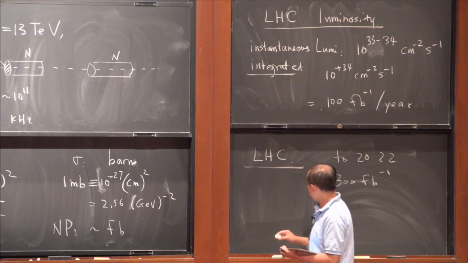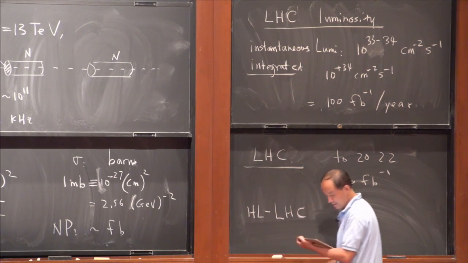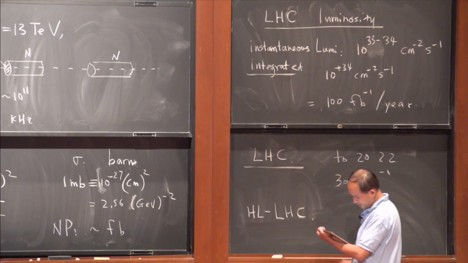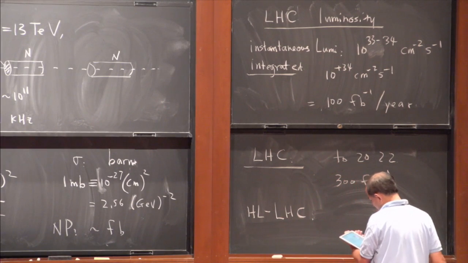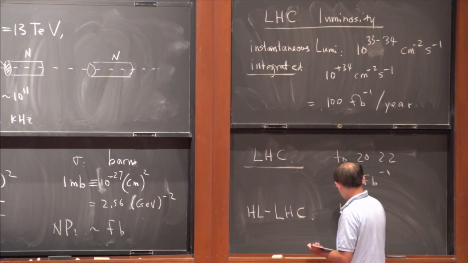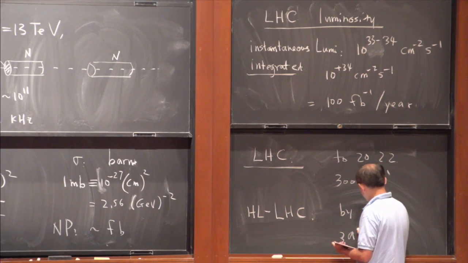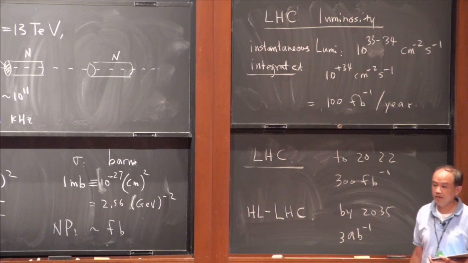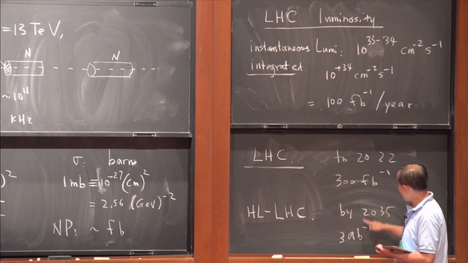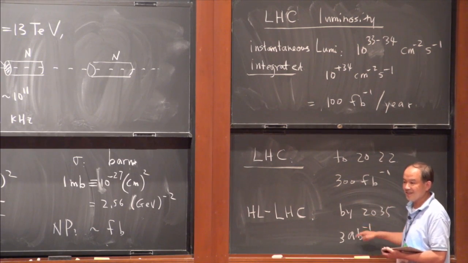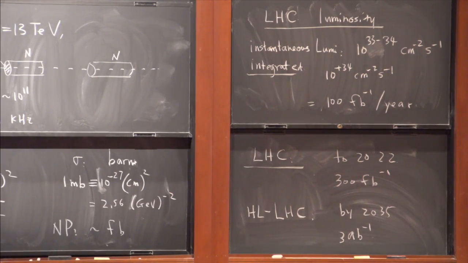And then there is the second stage, which is called the high luminosity LHC, which will run more like at a 5 times 10 to the 34 level, and by maybe 2035, you will have 3 inverse attobarn of data. So this is a bigger number than this, I hope you realize.